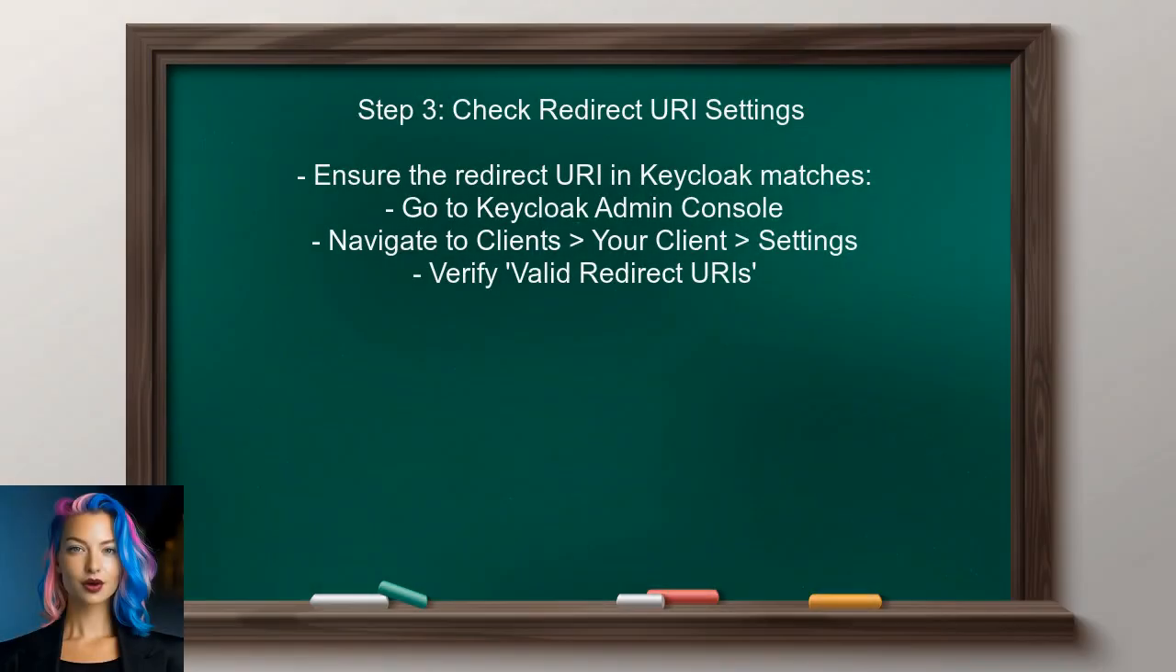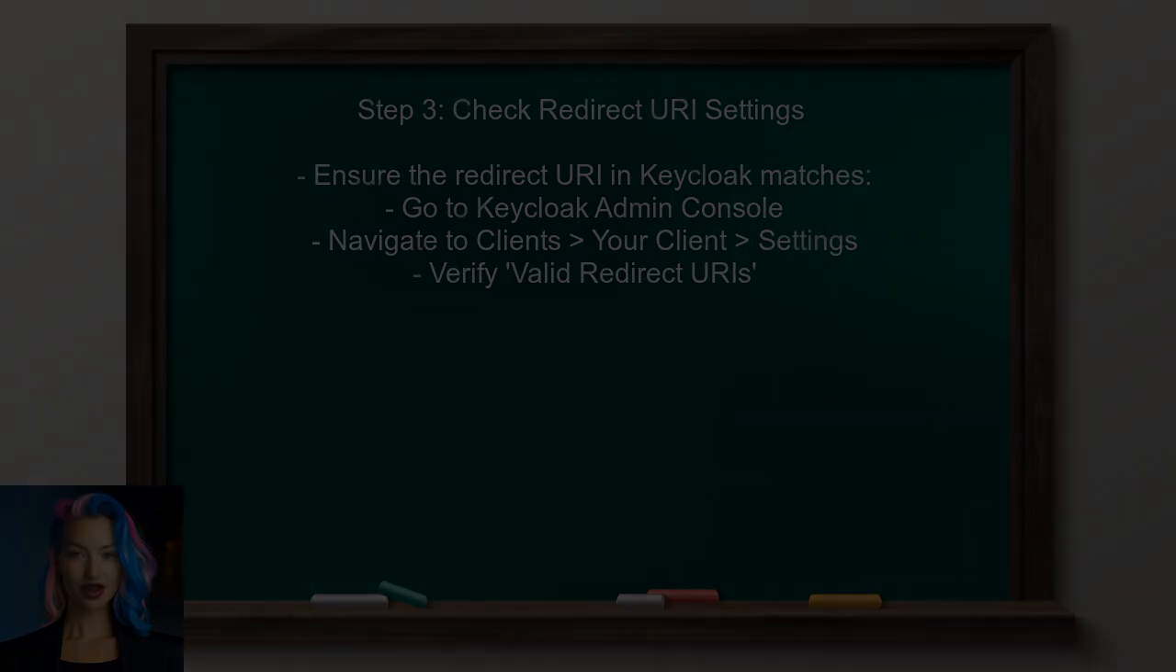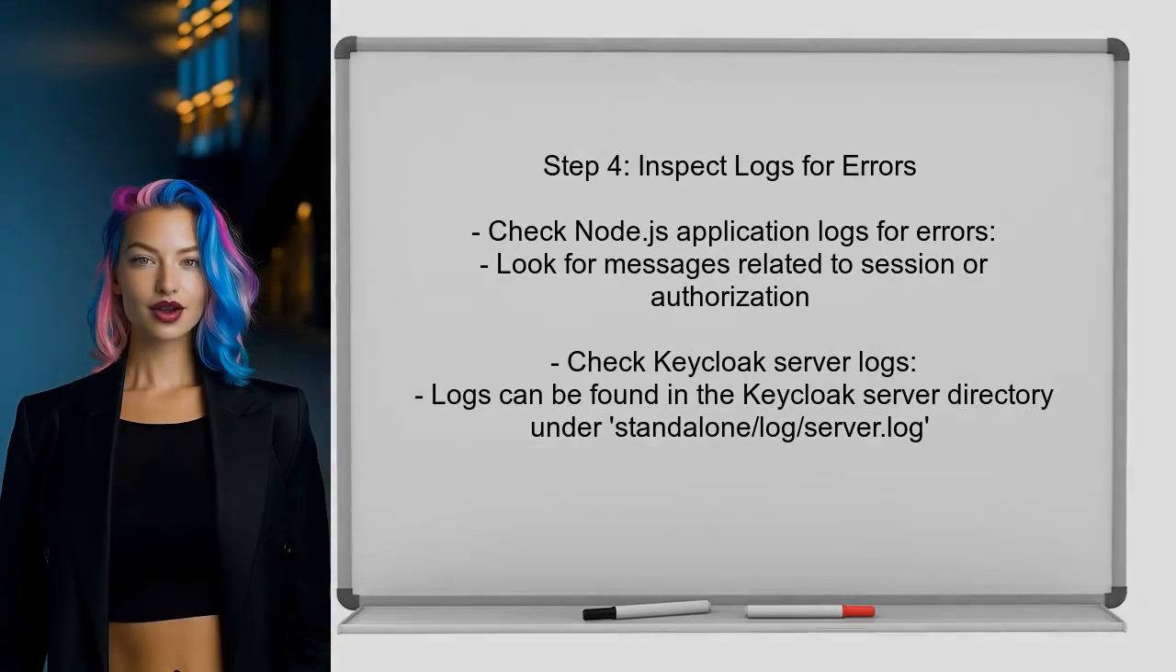The user should also check the redirect URI settings in Keycloak. It's crucial that the redirect URI matches the one configured in the Keycloak client settings to avoid mismatches that could lead to redirection issues. Finally, the user should inspect the logs for any errors or warnings that could provide more context about the infinite loop. This can help identify if there are issues with the authorization code exchange process.